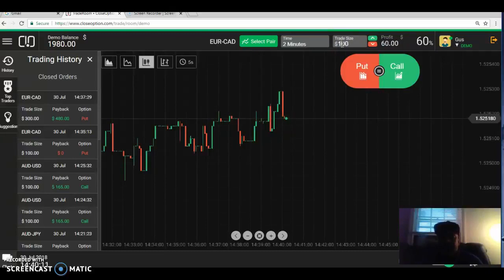Let's go back to the $100 level because I don't want to keep trading those high amounts. Basically, what you want to do is trade about 5% of your balance on a trade. You want to exercise good money management. So we're gonna practice.